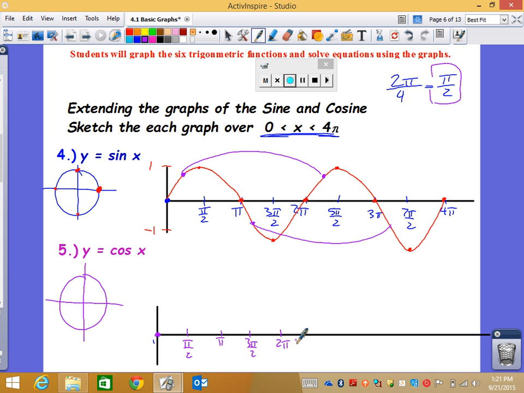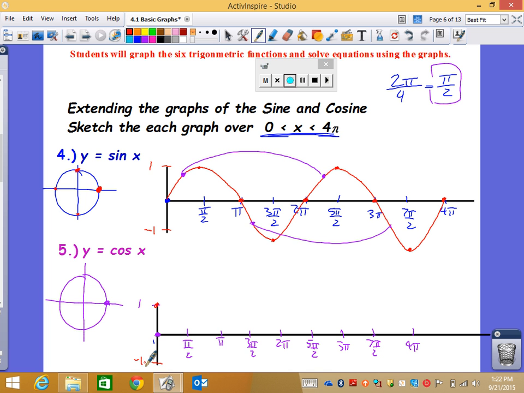And then again, one more time: 5 pi over 2, 3 pi, 7 pi over 2, and 4 pi. So at 0, what's my x value here? My x value at 0 is 1. It's 1 over. So I start at 1. And I'll use a different color just to illustrate. I start at 1.